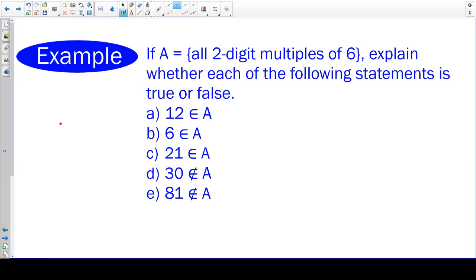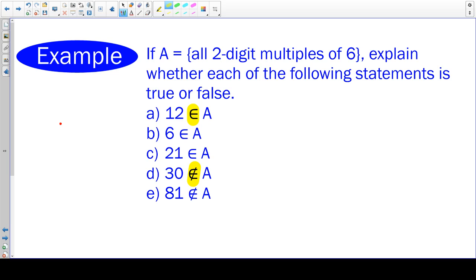Hi, Austin. Set A: all 2-digit multiples of 6. Explain whether each of the following statements is true or false. Remember that this means is an element. This means is not an element. Okay? So each answer is going to be true or false.